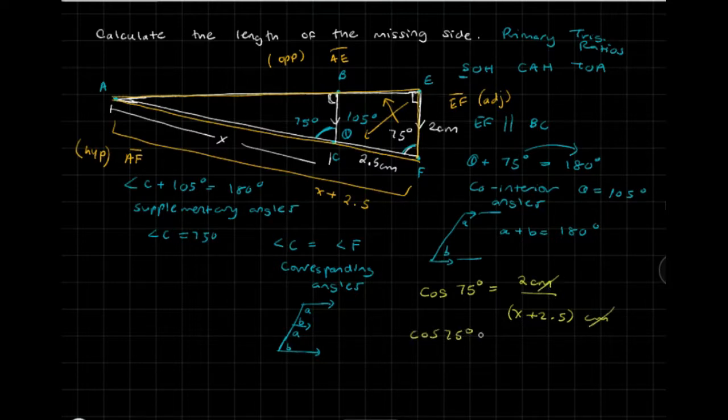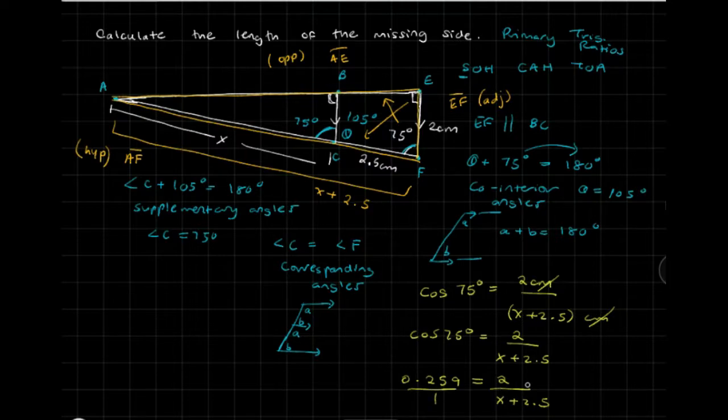Okay, so let's try to solve for this. We have cosine 75 degrees is equal to 2 over x plus 2.5, right? What you could do here is actually solve for cosine 75 first, so let's change it into a decimal. When we take out our calculator, make sure your calculator is in degrees. Cosine 75 is about 0.259. I'm just going to use 3 decimal places, is equal to 2 over x plus 2.5.